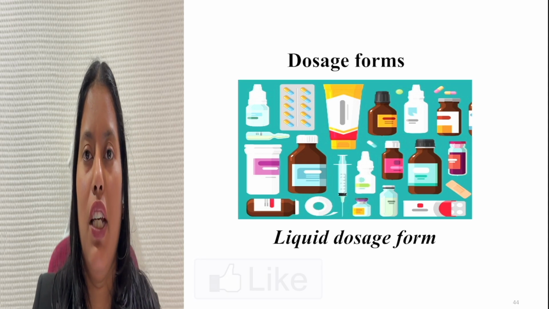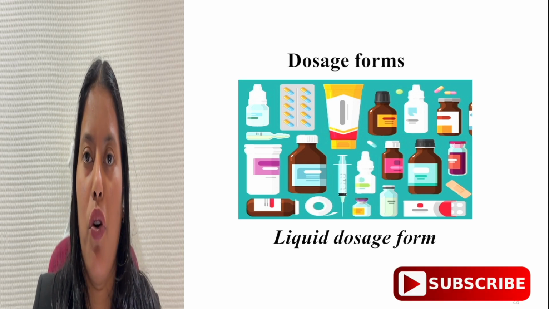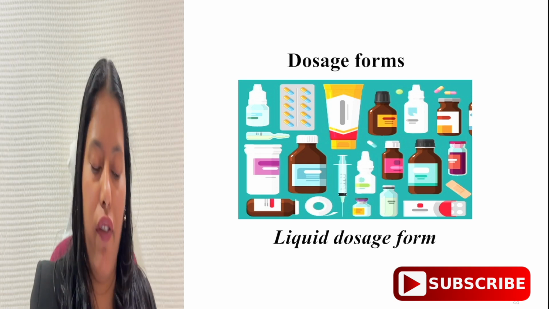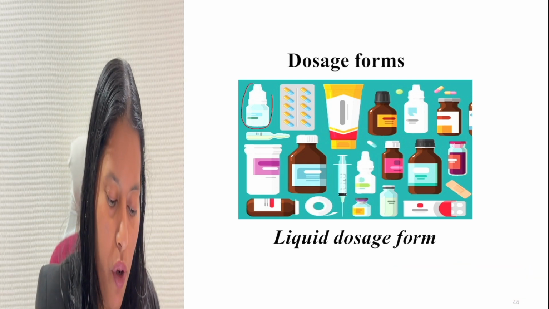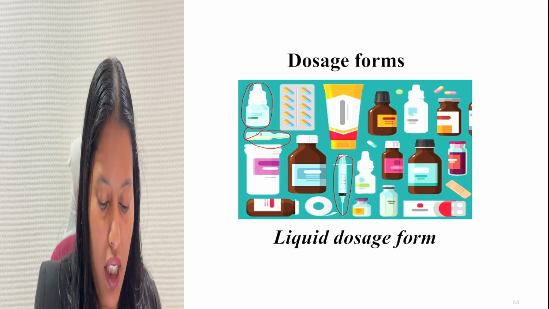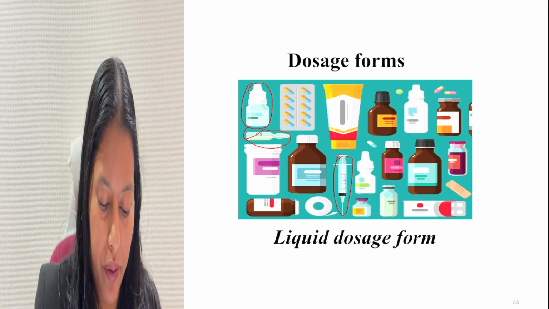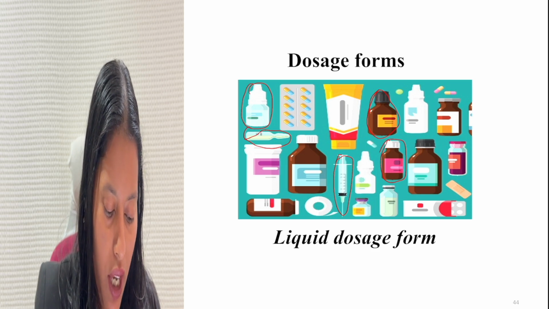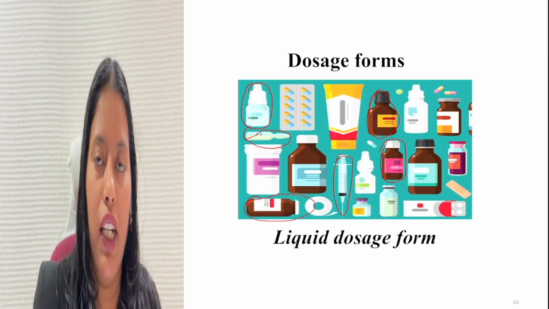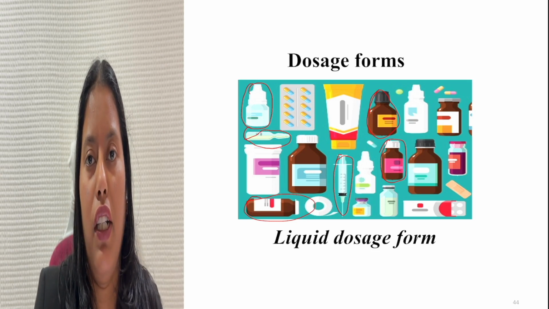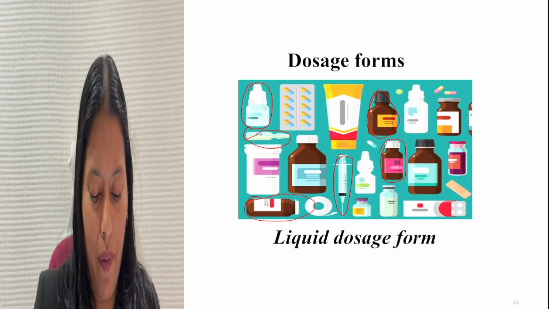Today we are going to see liquid dosage form. On my screen you can see many containers. The liquid formulations are: this is a drop bottle, then down you have an ampule, a liquid filled injection, and then some narrow mouth bottles containing oral liquid and topical liquid. So these are the various types of liquid dosage form.